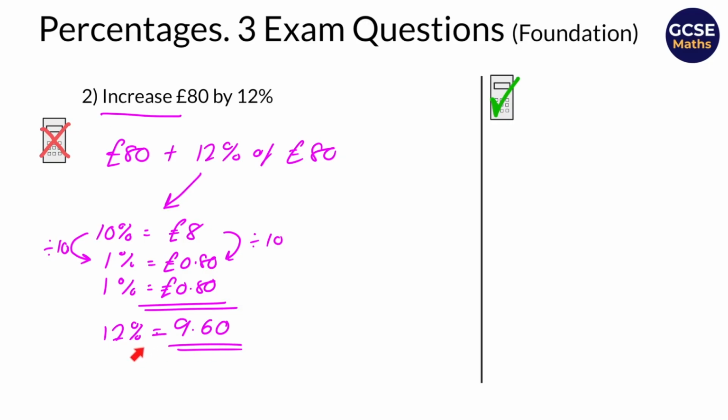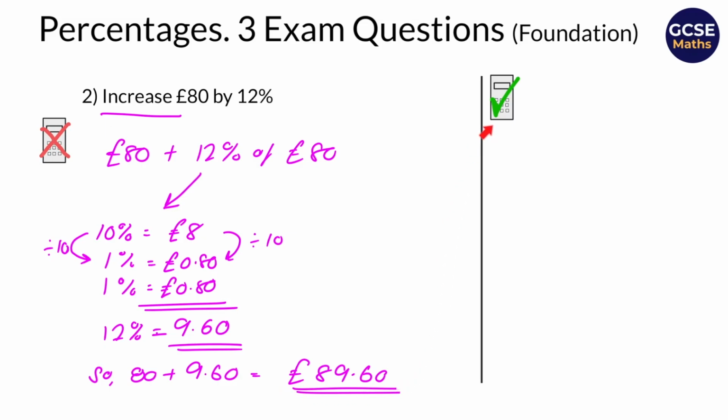So this is where most students lose marks. They write down the answer is £9.60, and that is not the answer. It's only part of the answer. We have now got to take that £9.60 and add it to the original £80 because we're increasing it by 12%. So here we go, 80 plus £9.60 is £89.60, and that is your answer.